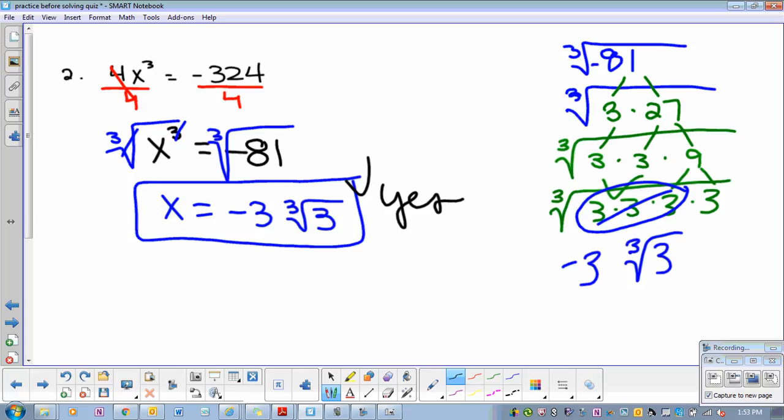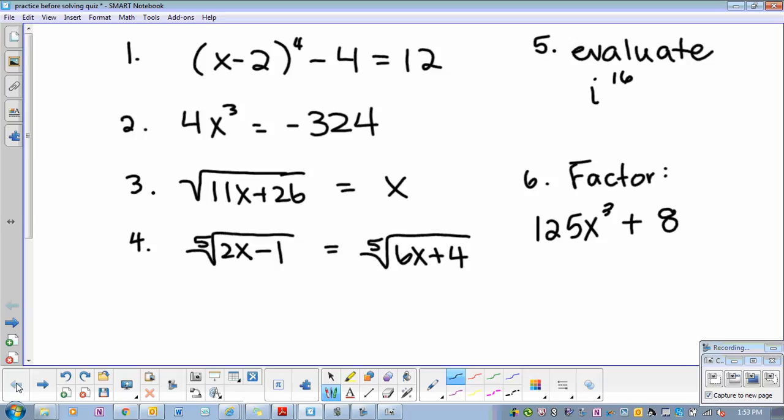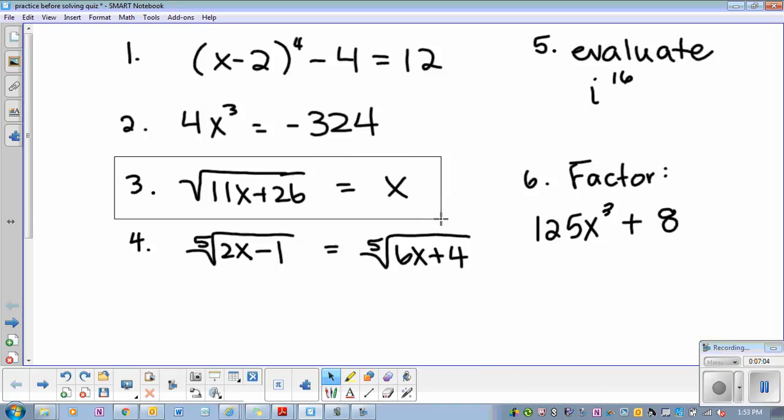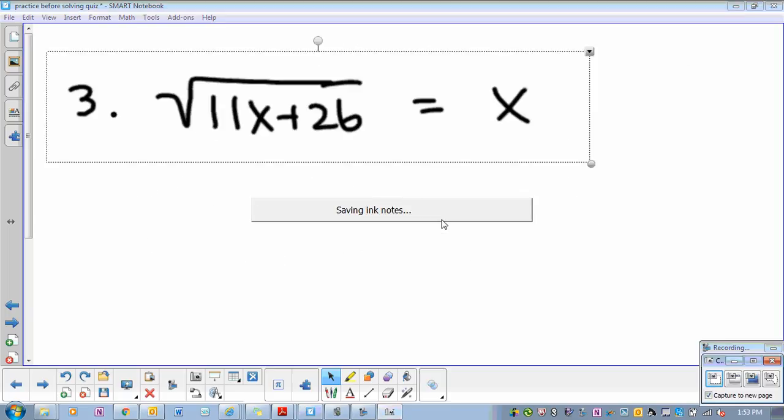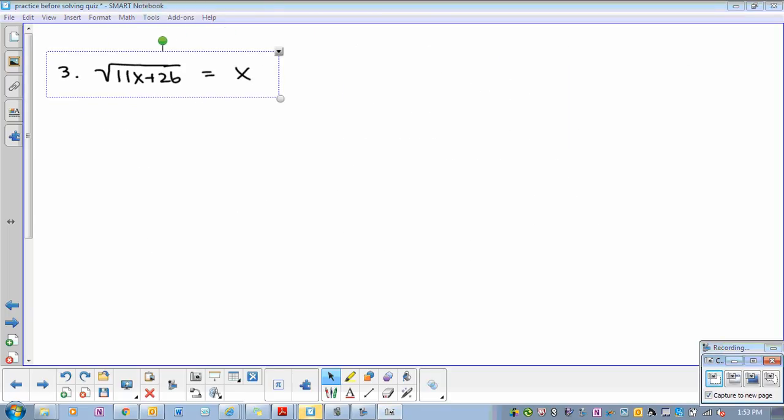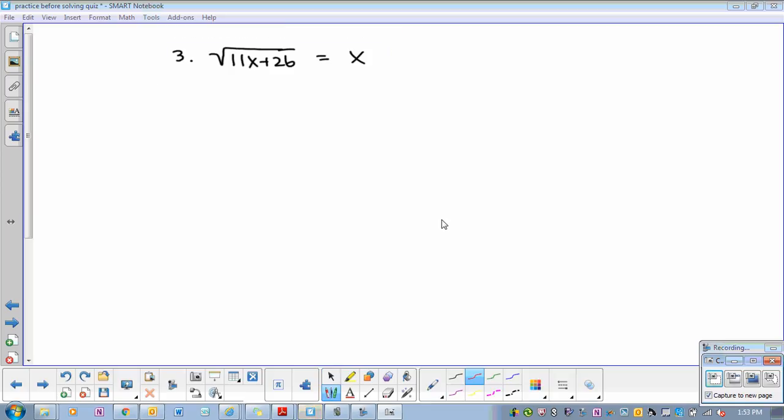Okay, so let's look at number 3. Alright, so here's number 3. Now, we're starting with a root this time, right? So the root ones, I'm telling myself, okay, I always need to check these, okay? So we want to get the root all by itself. In this case, this one is already all by itself, all right? So how do I get rid of that square root?